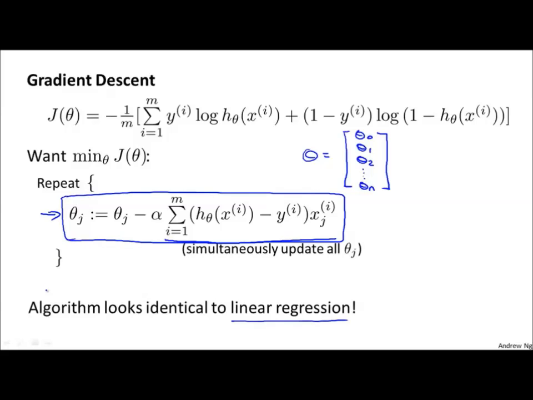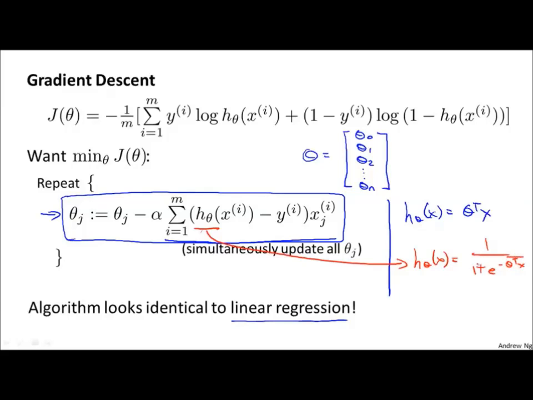So are linear regression and logistic regression different algorithms or not? This is resolved by observing that for logistic regression, what has changed is the definition of the hypothesis. Whereas for linear regression we had h of x equals theta transpose x, now the definition of h of x has changed and is instead 1 over 1 plus e to the negative theta transpose x. So even though the update rule looks cosmetically identical, because the definition of the hypothesis has changed, this is not the same thing as gradient descent for linear regression.